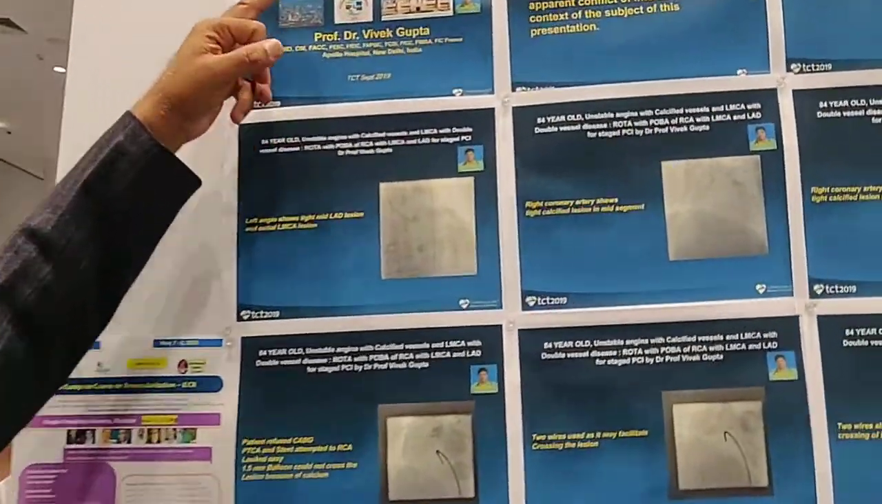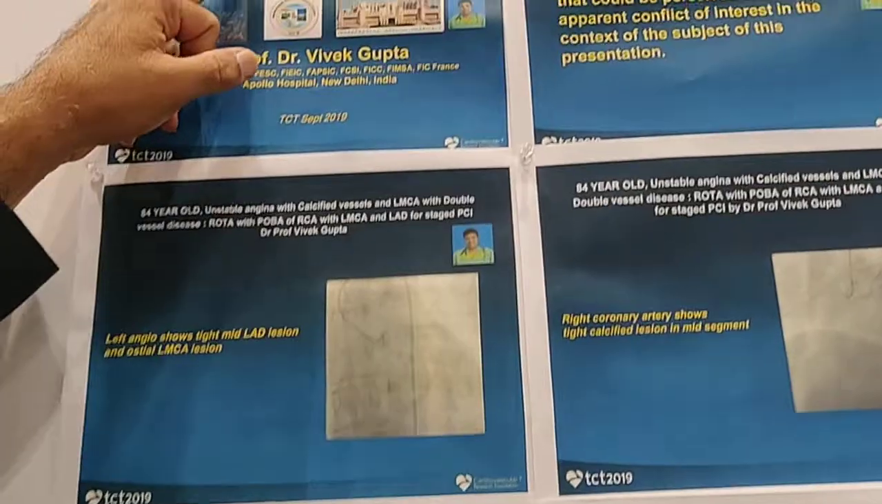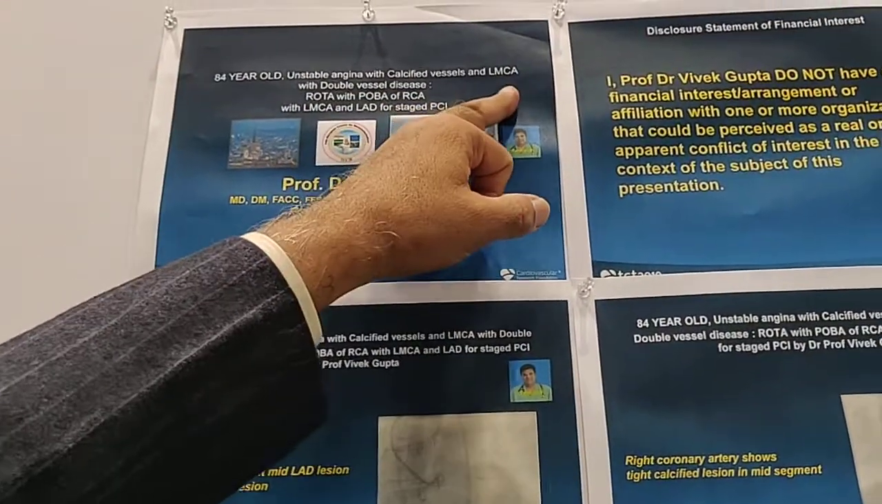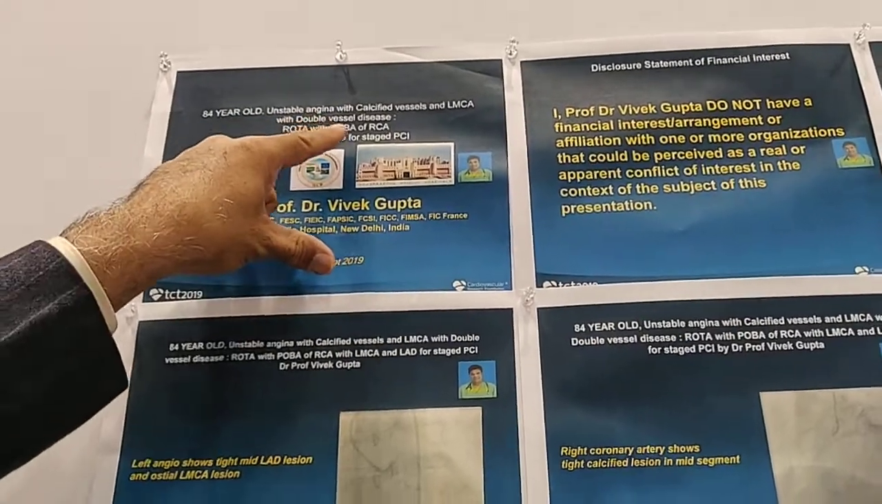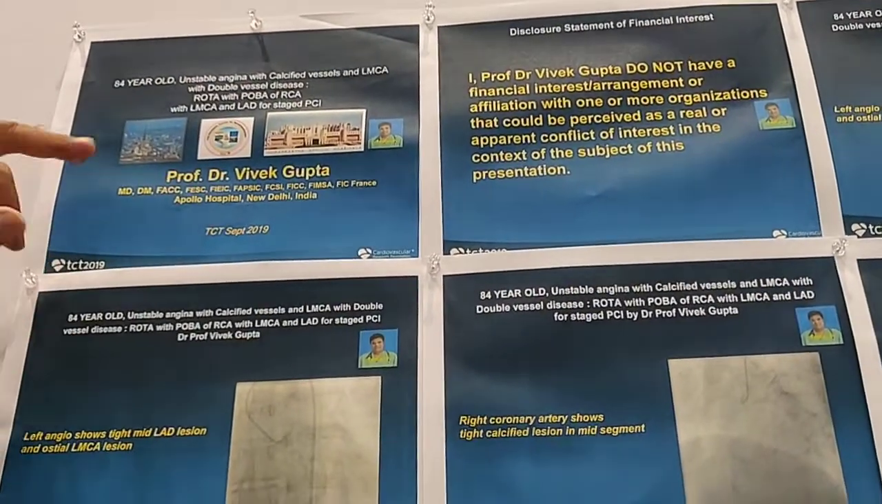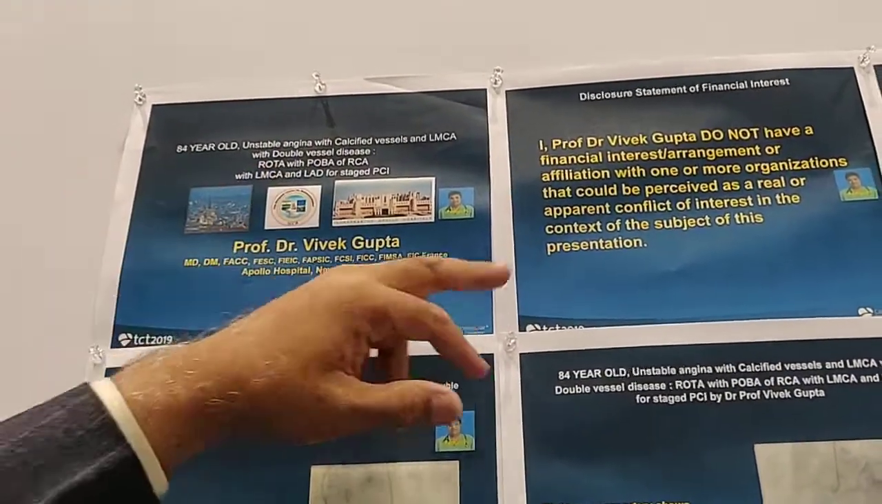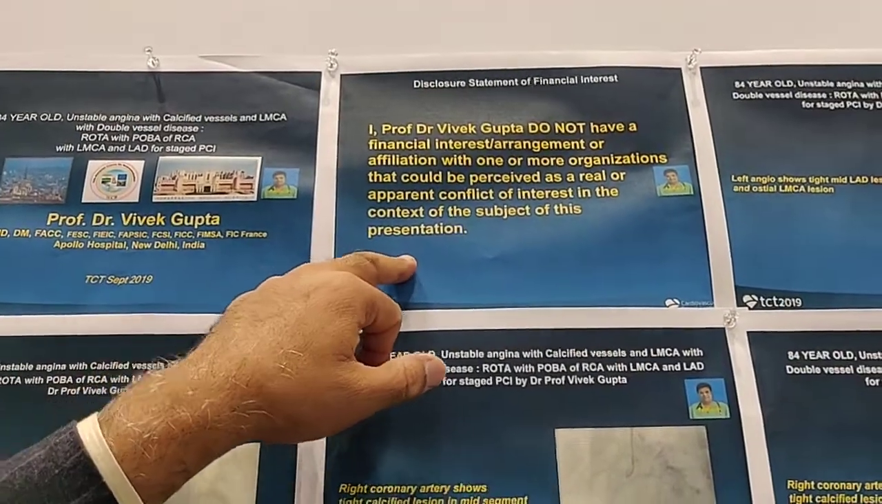This is a case of an 84-year-old male, unstable angina with calcified vessels and LMCA with double vessel disease. We did a rotablation and POBA of the right coronary artery. This was done about 2 years back, and I have no disclosures to make.